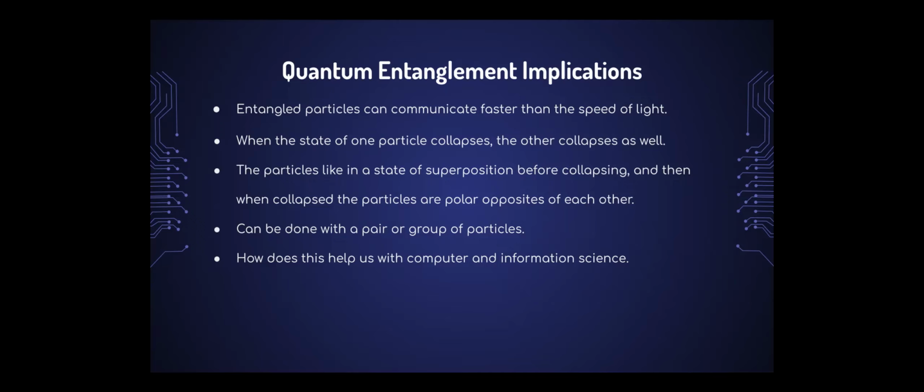And this doesn't just have to be two particles. This can be done with a group of particles, which is awesome for quantum computing, because with this phenomenon, you can entangle a bunch of qubits together and perform gates and measurements on them such that all the qubits can kind of cancel out and collapse to your correct answer, which is a really fascinating phenomenon.